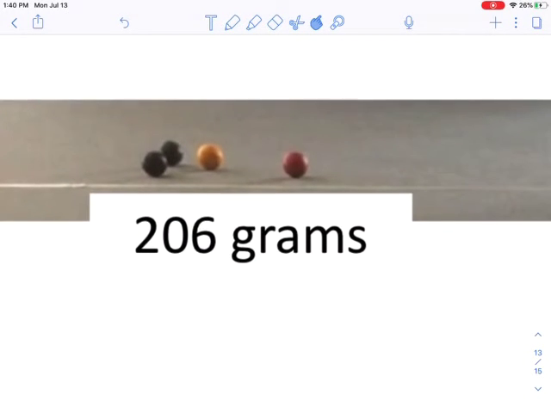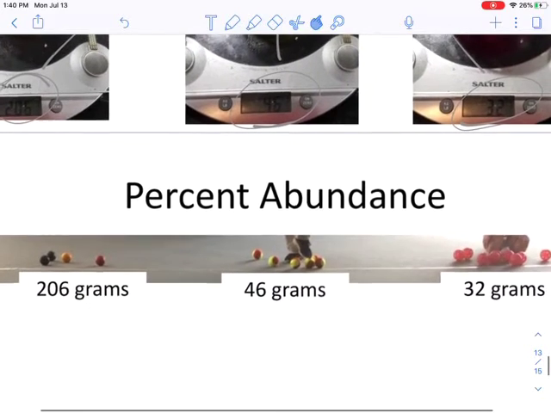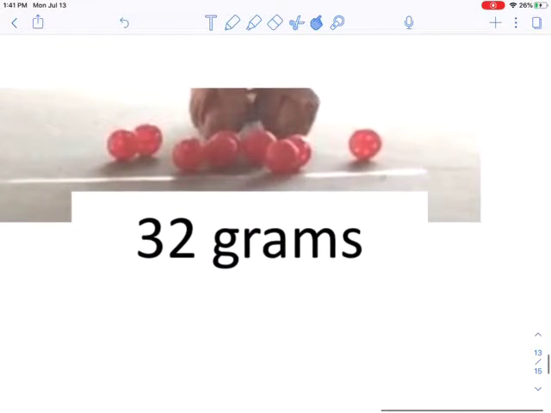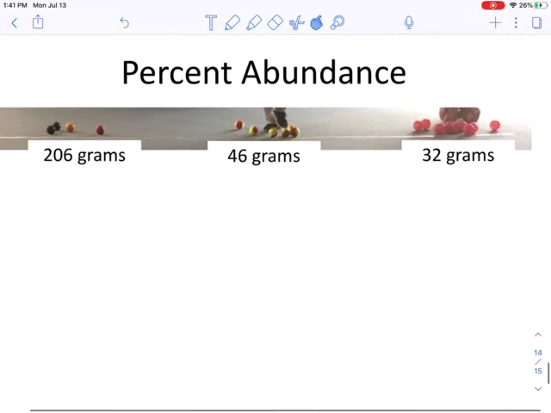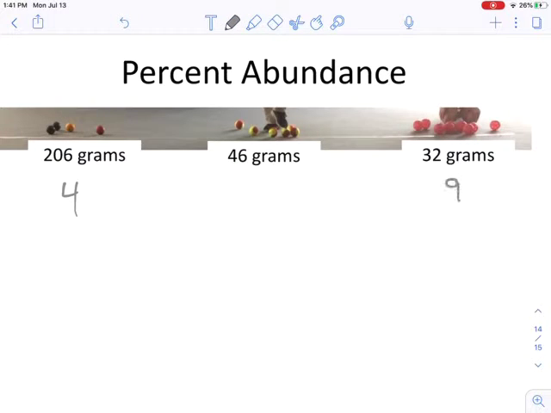So for the large one, we only had 4 out of the total. For the smaller one, the lighter one, we had a bunch out of the total. So what we're going to have to do is take into account their percent abundance. So there were 4 of those, there were 9 of those, and if you add up here, 1, 2, 3, 4, 5, 6, there were 6 of these guys, right? So 4, 6, and 9.